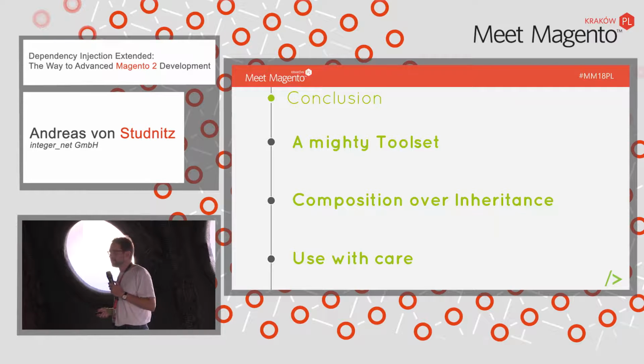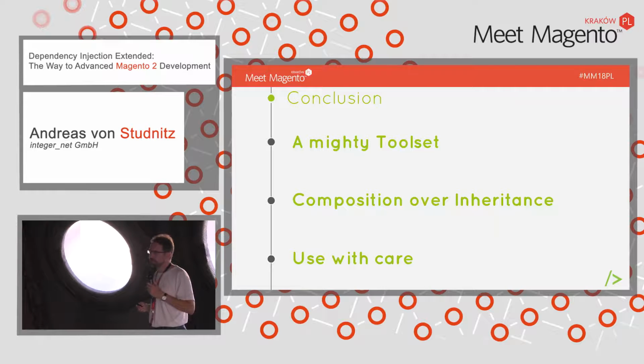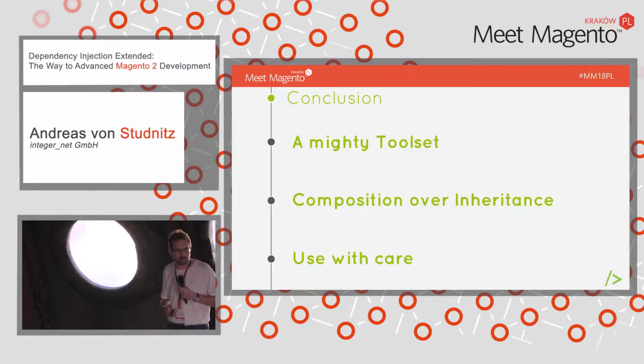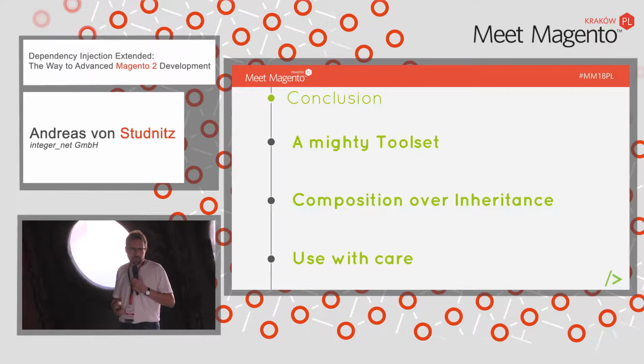So, my conclusion about dependency injection in Magento 2: I really like using it. It's a very mighty tool set. You can do a lot with it. For people who are new to dependency injection, it can get confusing easily, and if you don't take care, it even gets confusing for yourself or more experienced developers. It favors composition over inheritance, which eventually leads to better code. But, as I said, use it with care, especially the virtual types. Just don't overdo it.